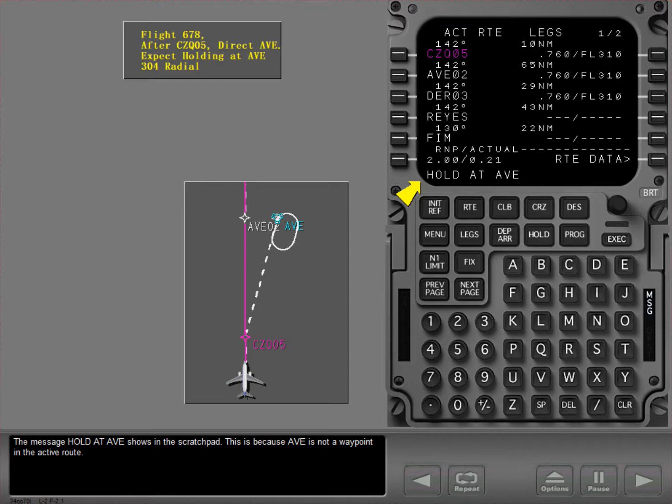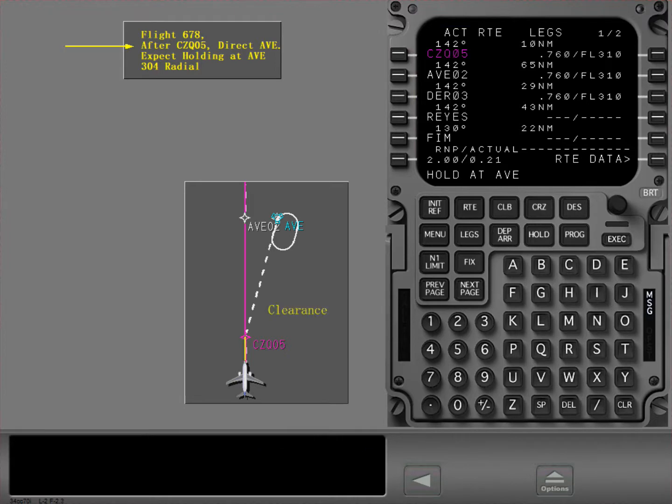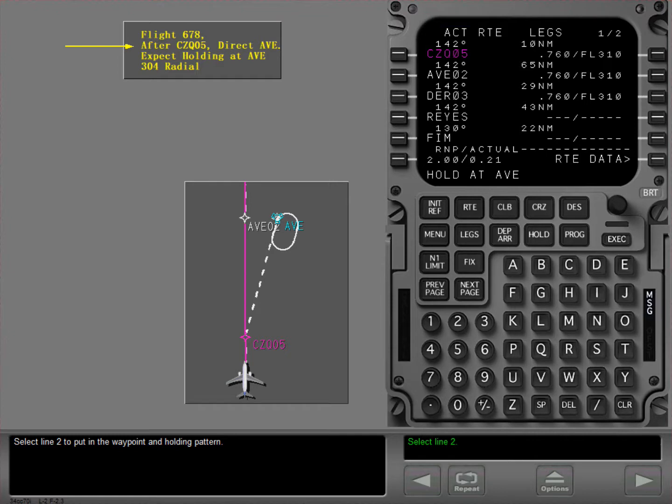This is because Avenol is not a waypoint in the active route. The route shown on the legs page must be modified. The FMC will put Avenol and the holding pattern where you select. Select line 2 to put in the waypoint and holding pattern.